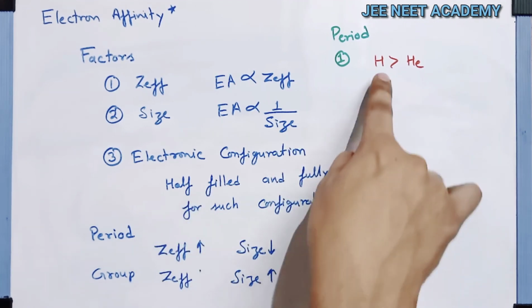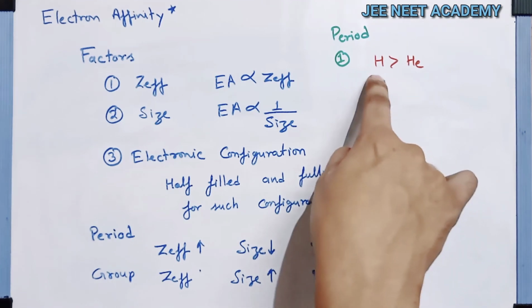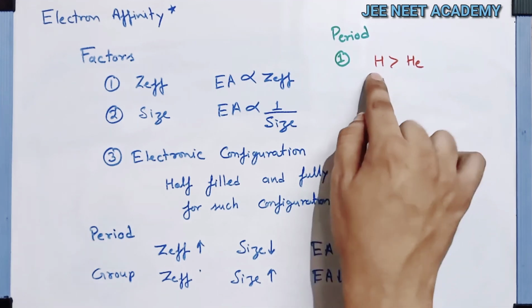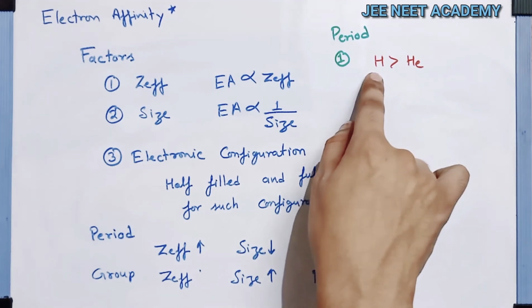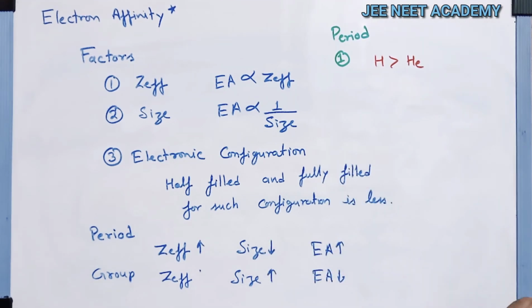Half filled is less stable compared to fully filled. After taking one more electron, hydrogen's s subshell will be fully filled, which is more stable compared to half filled. That's why hydrogen will show more electron affinity compared to helium, and helium is already stable because of the fully filled s subshell.